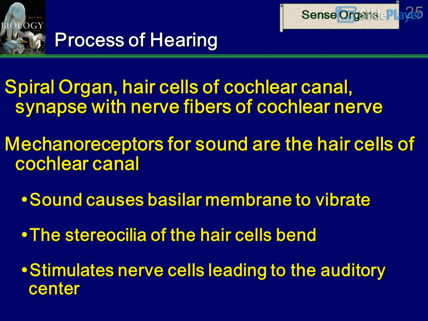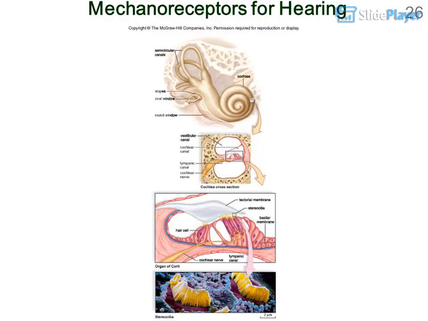Process of hearing. The spiral organ's hair cells in the cochlear canal synapse with nerve fibers of the cochlear nerve. Sound causes the basilar membrane to vibrate. The stereocilia of the hair cells bend, which stimulates nerve cells leading to the auditory center. Mechanoreceptors for hearing.